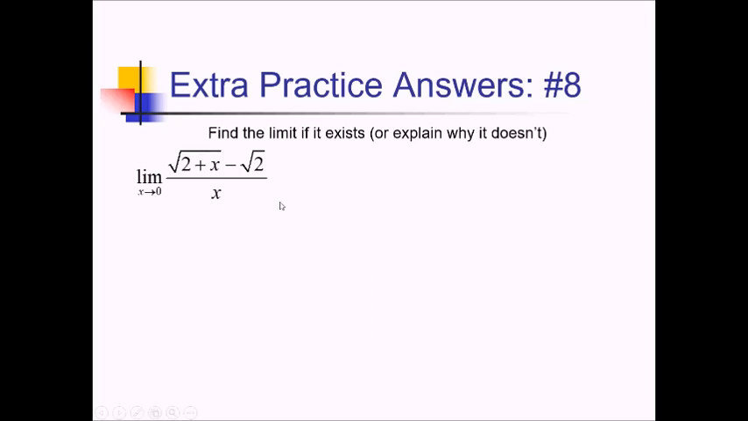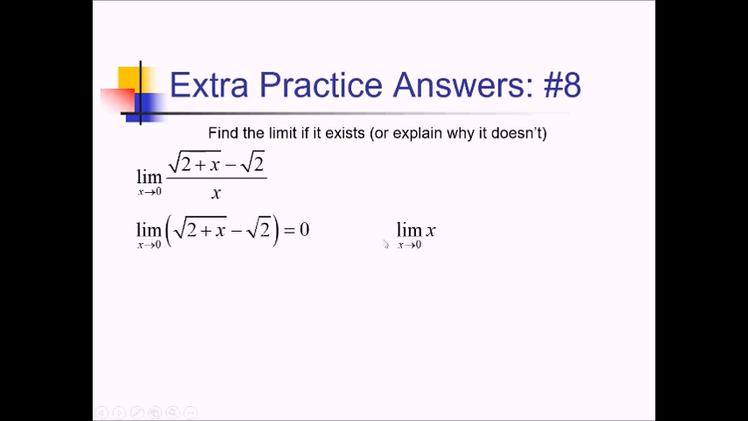For this one, I'm trying to find the limit as x approaches 0 for this radical rational expression. Now I know I'm going to get 0 in the denominator. Let me just take the limits of the numerator and denominator separately, just in case I end up getting an indeterminate form. So the limit as x approaches 0 for the numerator would just be radical 2 minus radical 2, which is 0. And then the limit as x approaches 0 for the denominator.